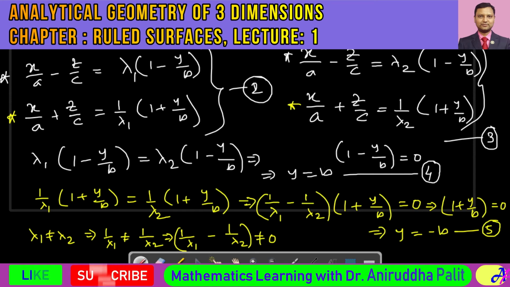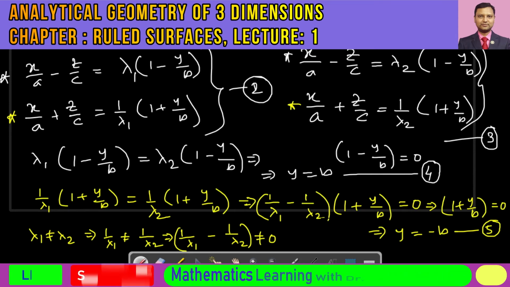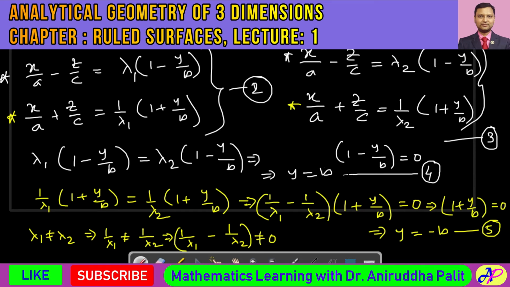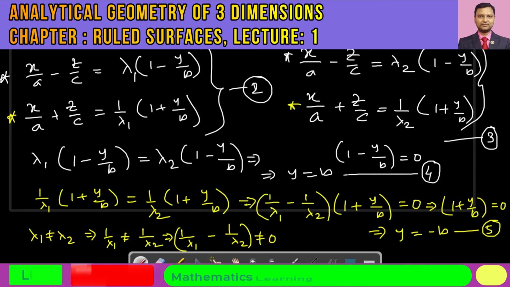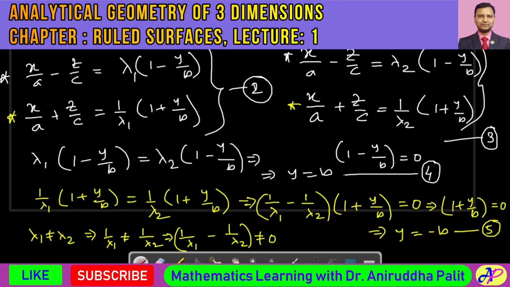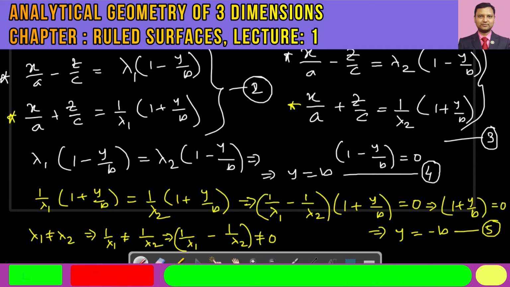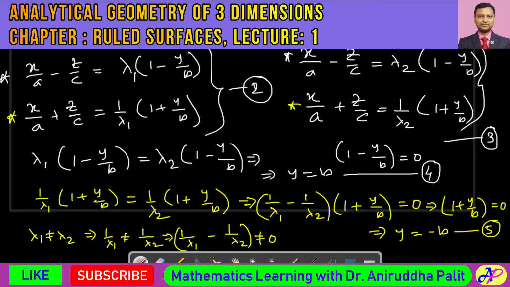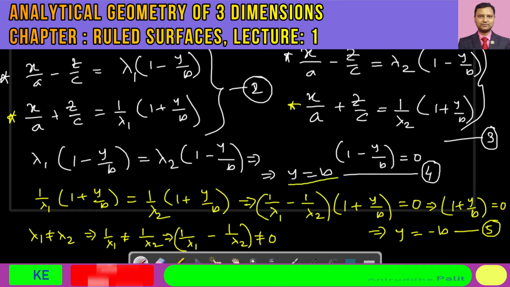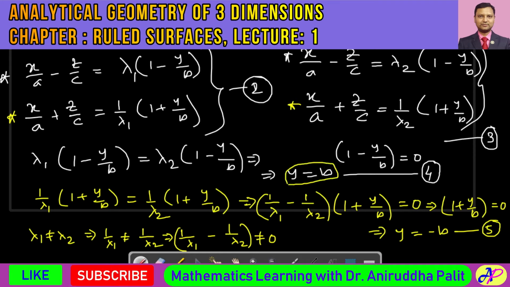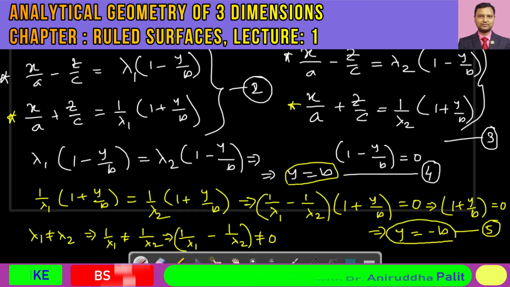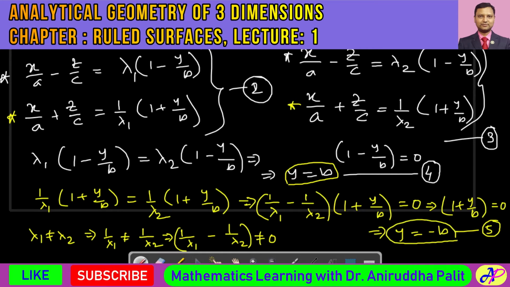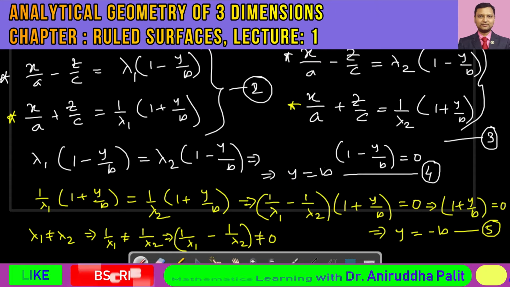Now what you observe is that in this relation number 5 we get y is equal to minus b, and in this relation number 4 we get y is equal to plus b. So this is a contradiction. We know that b is a positive quantity, the length of one semi-axis, so b is not equal to 0. But if b is not equal to 0, then y is equal to plus b and y is equal to minus b cannot simultaneously be true. So this is not possible.